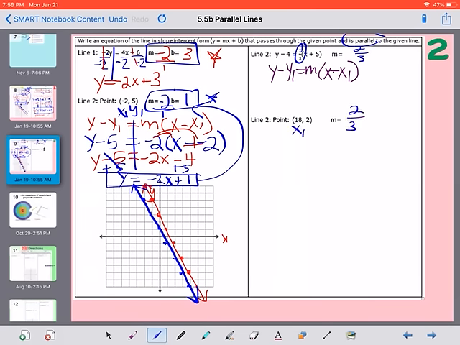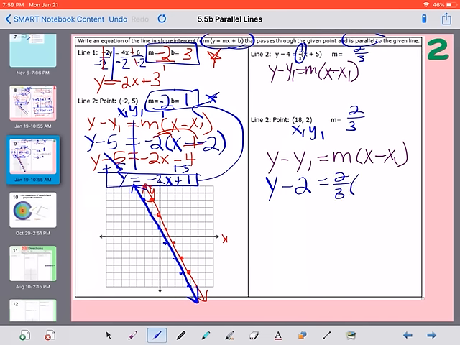But we want an equation in the form y equals mx plus b. We have a point and a slope, so let's plug in what we know into point slope form. So we have y minus y1, which is 2, equals our slope, which is 2/3, and then x minus x1, which is negative 18. And solve for y. 2/3 times x, 2/3 x.